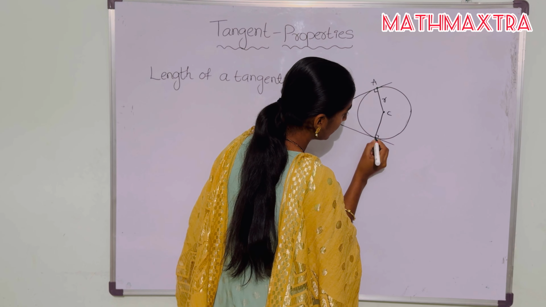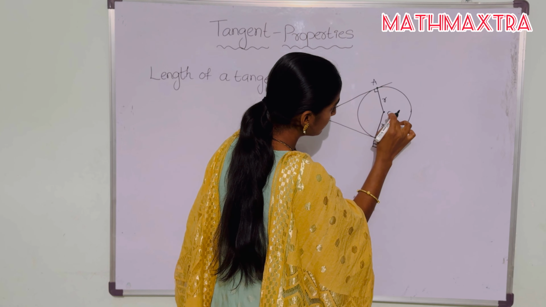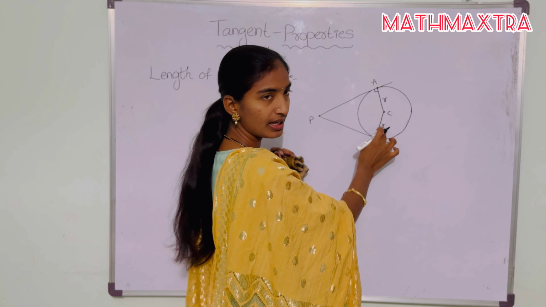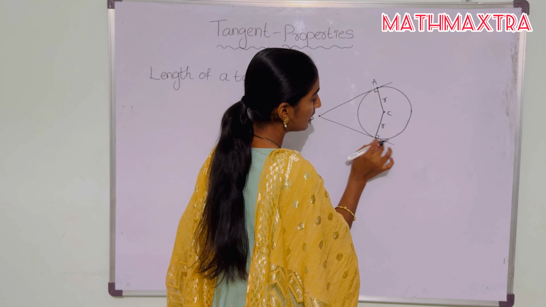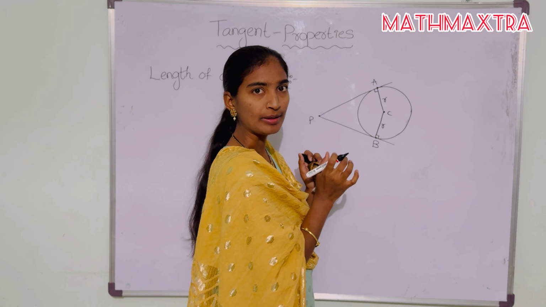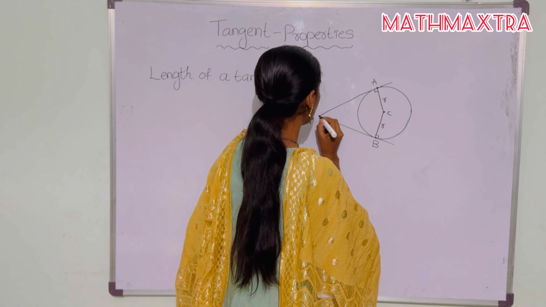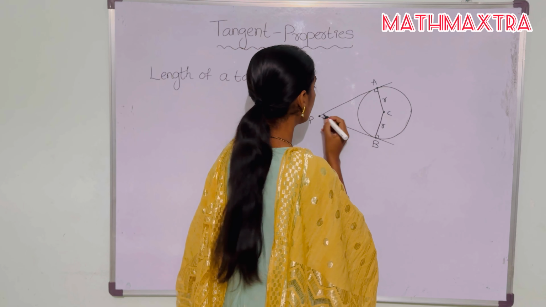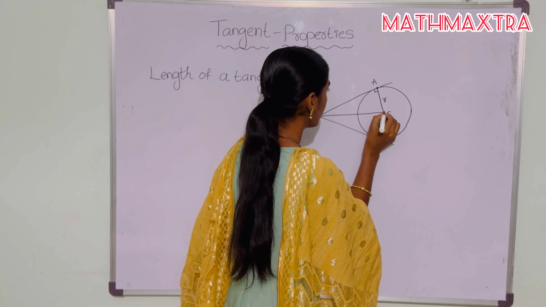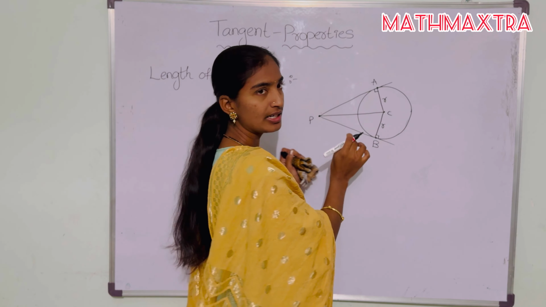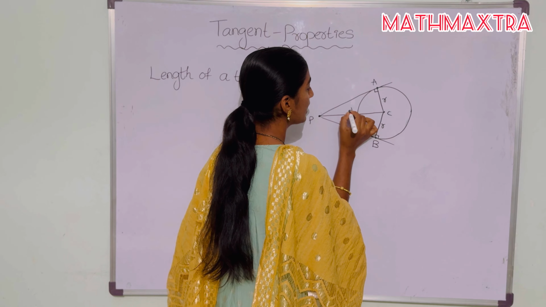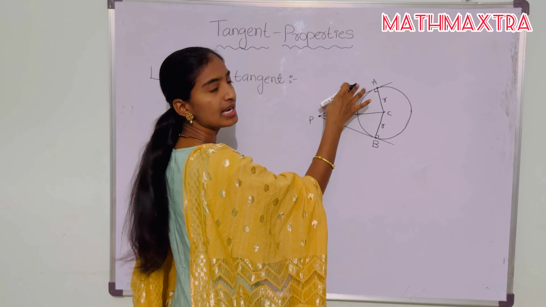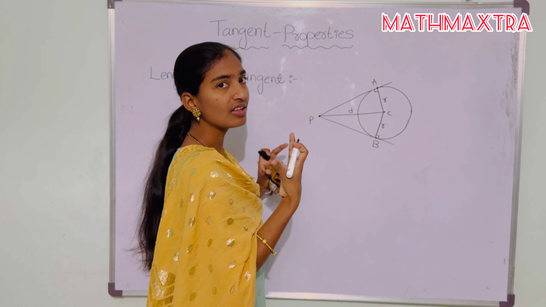This is the distance from the center of the circle to the point of contact. This is the radius of the circle, and this radius is always perpendicular to the tangent PB. Okay. And I am joining the external point P to the center of the circle. So I don't know this length. That is why I am considering this length as d units. Now I am trying to find this length PA, which is nothing but the length of the tangent.